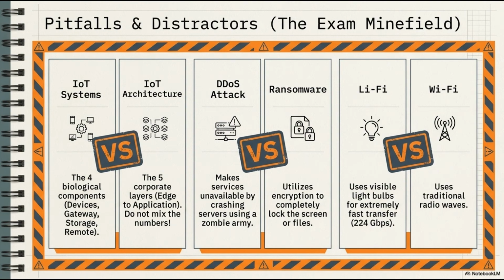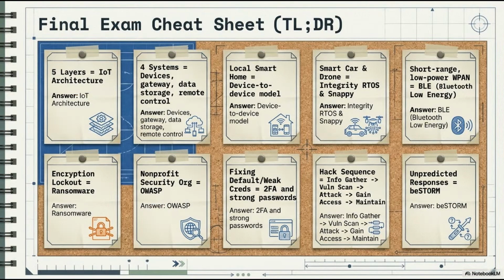Quick review. Do not mix up the 4 biological systems with the 5 corporate architecture layers. Don't confuse a DDoS zombie army attack with a ransomware encryption attack. And Li-Fi is visible light, Wi-Fi is radio waves. Moving to slide 13, the final exam cheat sheet, and slide 14. Mission ready. We did it. You have the architecture blueprints, the protocol matrices, and the 5-step hacker's playbook to pass this cert. You are definitely ready.